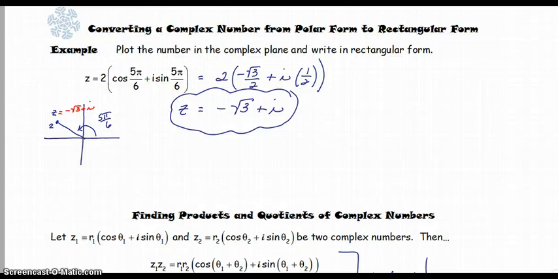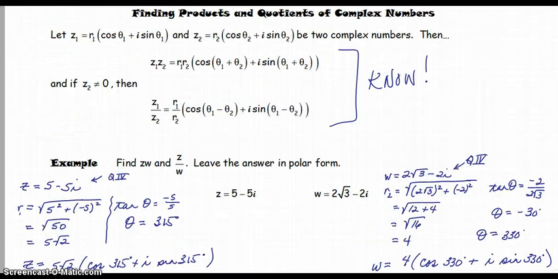So now I can go and plug in the information I know. So 2 times the quantity, and then I want the cosine of 5 pi sixths, and that would be negative square root 3 over 2, plus i times the sine of 5 pi sixths, which would be 1/2. In order to complete my answer, I need to distribute that 2, so z is equal to negative square root 3 plus i.